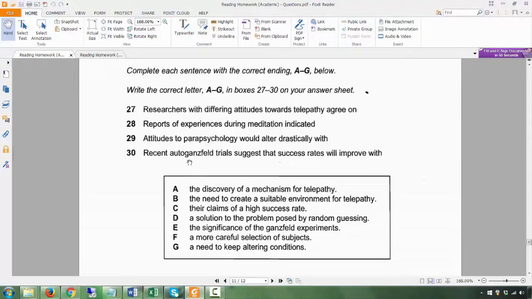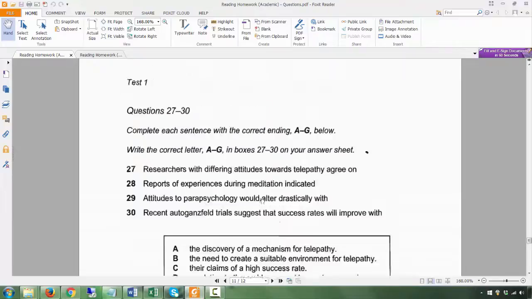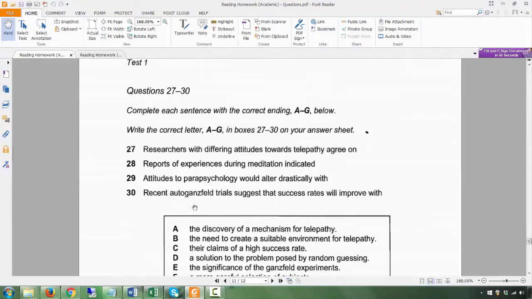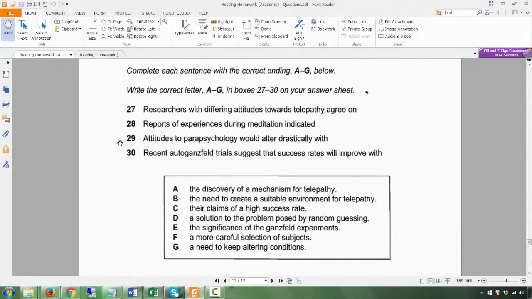Recent Otto Ganzfeld trials suggest that success rates will improve with... Actually, I was wrong just now. I mentioned that one was out of order, but that's not true. Whatever I mentioned about this kind of question, which is matching sentence endings, being in order, is actually true here. There's no one particular question which is out of order. So it's actually in order.